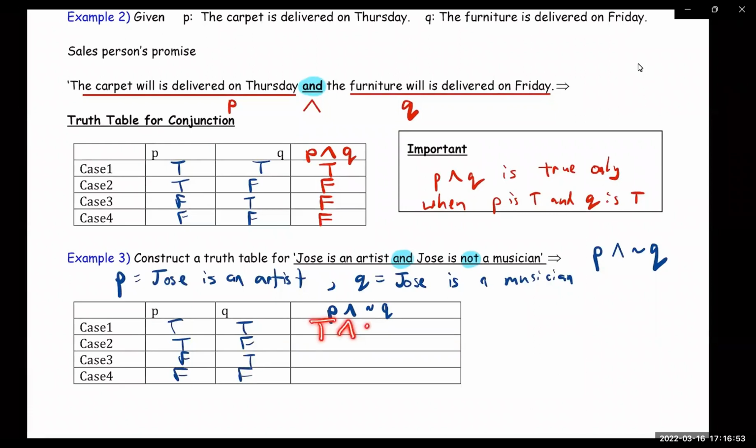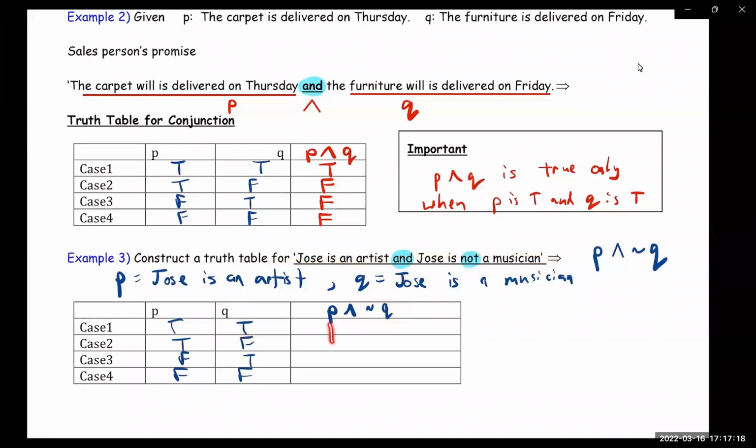Wait a minute. Wouldn't that be true, because it's a true statement that he is an artist, but he's not a musician? Oh, it doesn't make it false. It's still true, right? We're just looking at this. Yeah, you kind of want to ignore all this for now. You're just focused on this right here. Okay, so then it's false. Yeah, it's going to be false, because if Q is true, then not Q would be false.